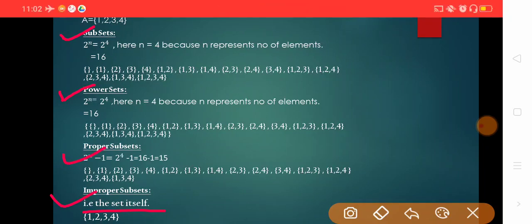Okay. The common thing is, you should know how to find out the subsets. If you know how to find out the subsets, then it is easy for you to find out the power set as well, and then proper subsets, and then improper subset.